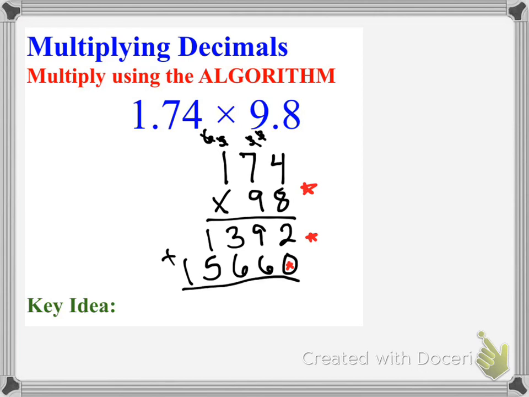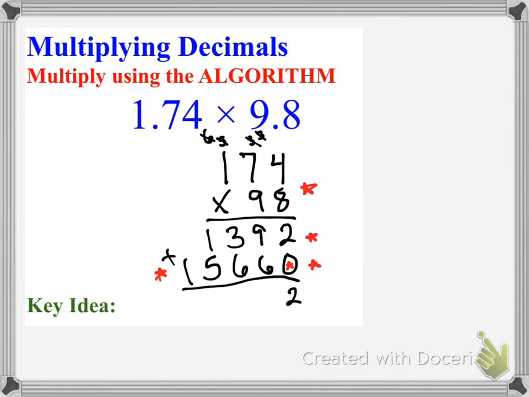So if you have 15660 for the second line, or 15,660, you get a star for that. You also get a star for this plus sign right here because you're telling me what you're doing. And then we're going to add.